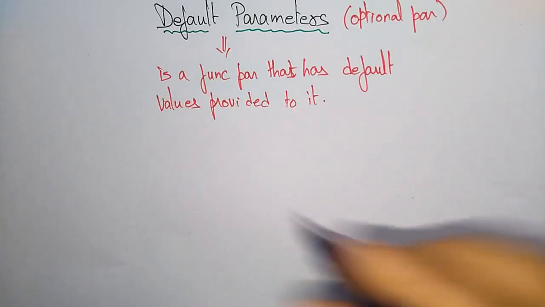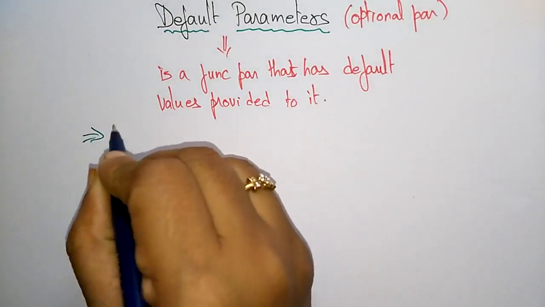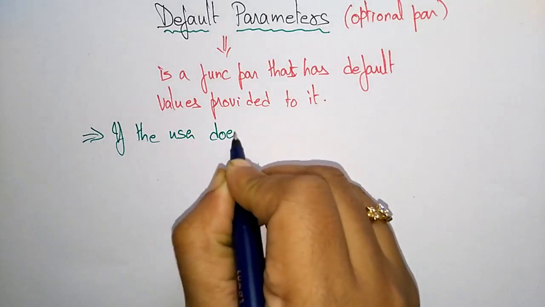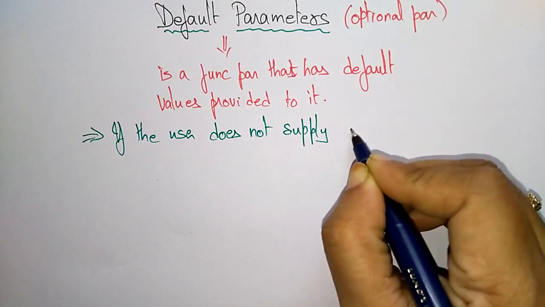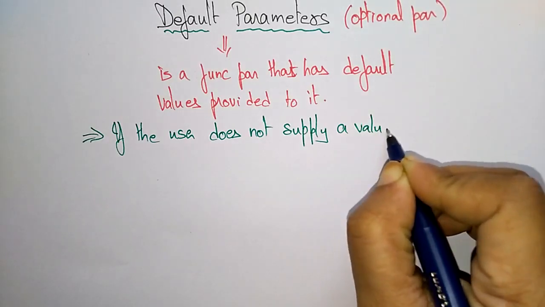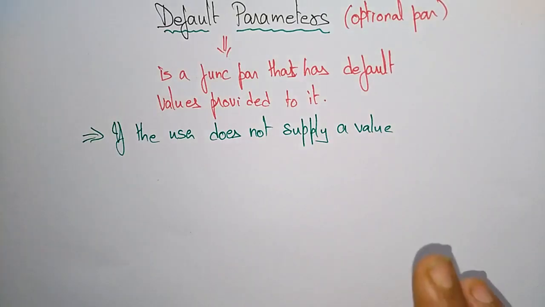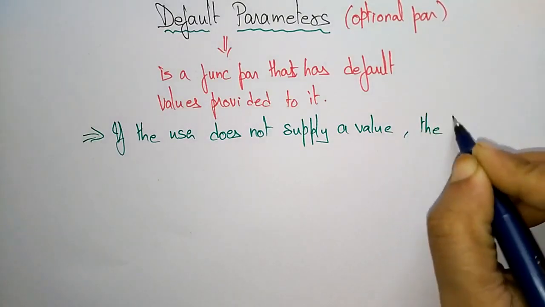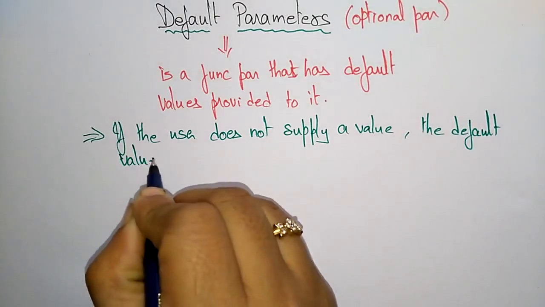Suppose the user didn't supply any value. If the user doesn't supply a value to the parameters, the default value will be used. So whatever the default value is, that will be used.